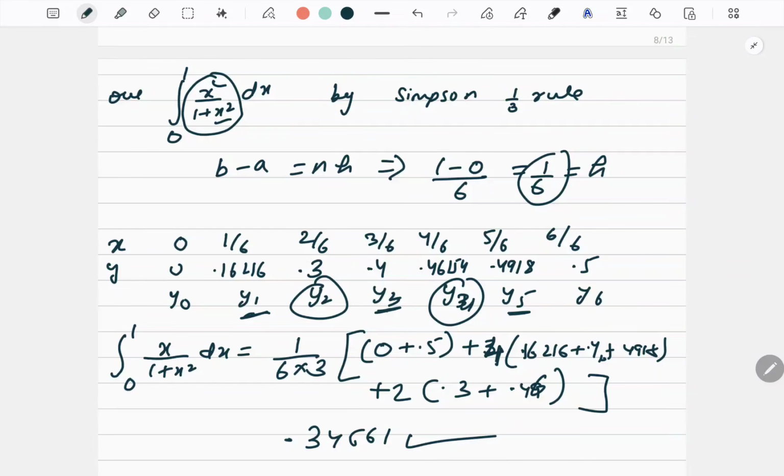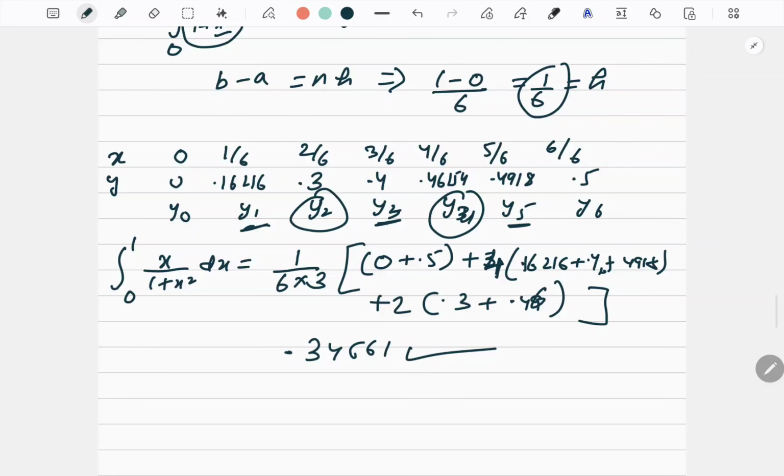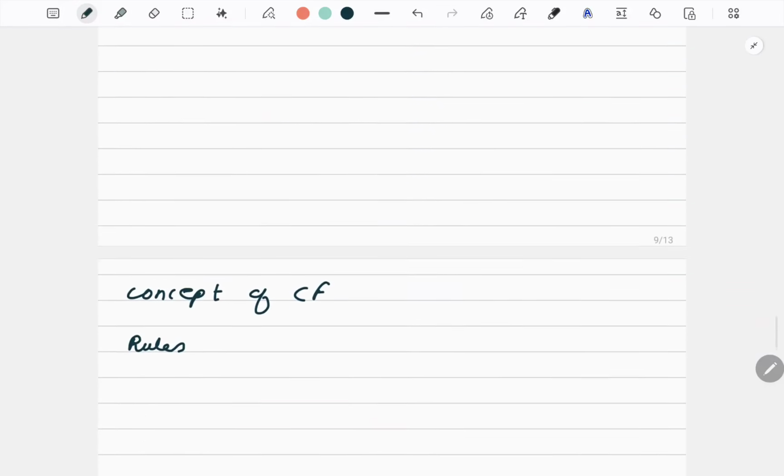Again, there is a separate video for the trapezoidal rule. There is a separate video for numerical integration where you should do the question from 1/3. Any question can be solved by any method. Only the value of n matters.